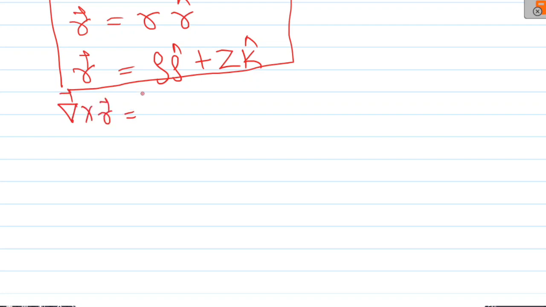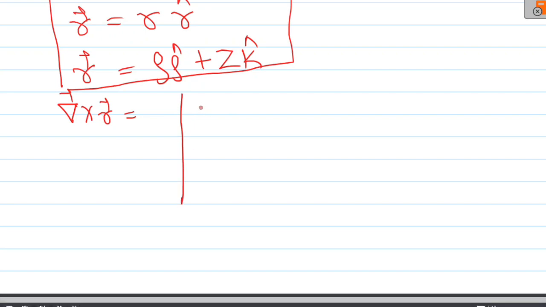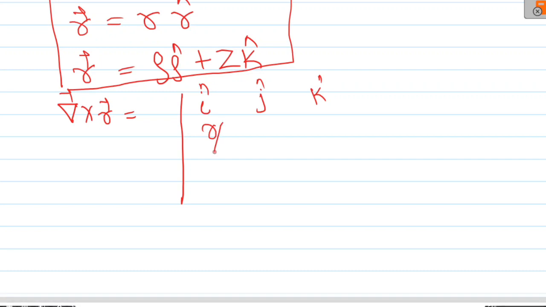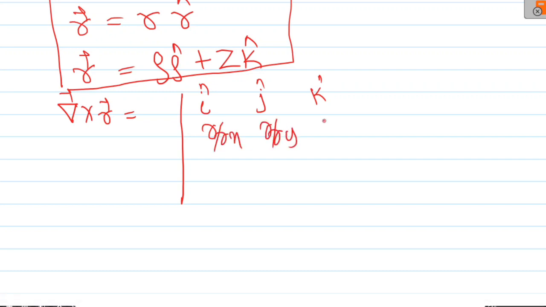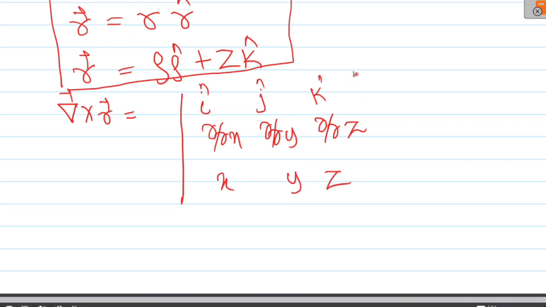Curl of r first in Cartesian coordinate system: 1 by h1 h2 h3. For Cartesian coordinate system, h1 h2 h3 are 1, 1, 1. So the determinant with i cap, j cap, k cap, del by del x, del by del y, del by del z. Again here, x component, y component, z component. The x component is x, y, z. Now you can calculate the determinant.